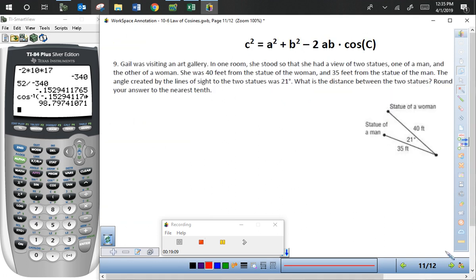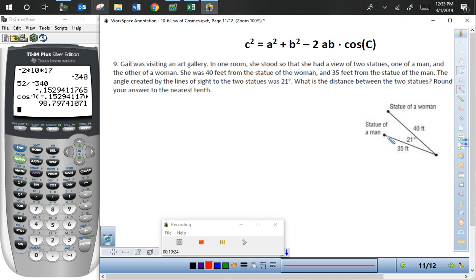Alright, last thing we're going to do here is a couple word problems applying this law of cosines. It says Gail was visiting an art gallery. In one room she stood so that she had view of 2 statues, one of a man and one of a woman. She was 40 feet from the statue of a woman. Okay, so I'm going to pause right there and look at this picture here.